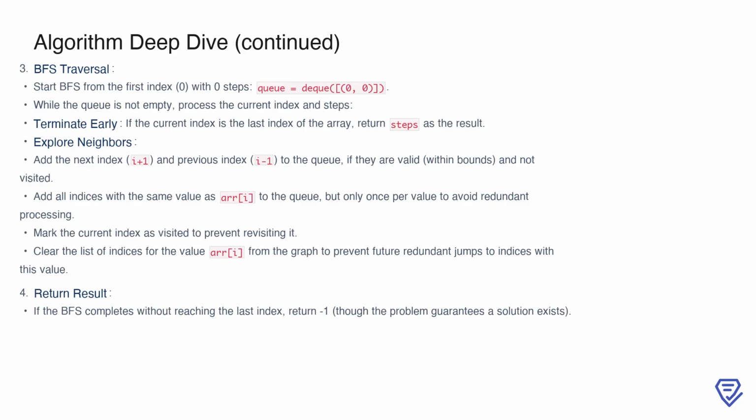To further optimize the process, we clear the list of indices for the current value in the graph after processing it. This ensures that we don't revisit these indices in the future, thus avoiding redundant jumps. If the BFS finishes without reaching the last index, which the problem guarantees won't happen, we would return -1.